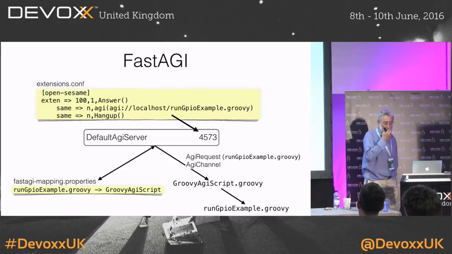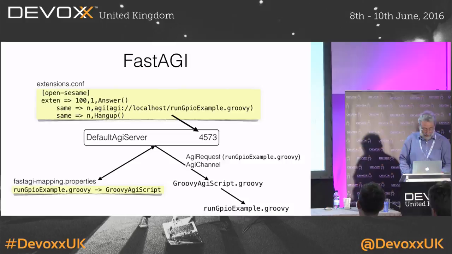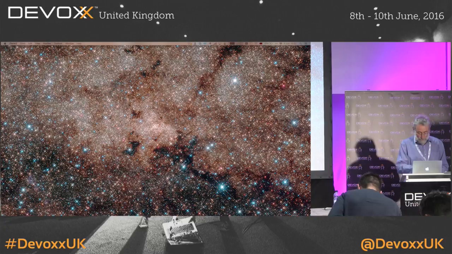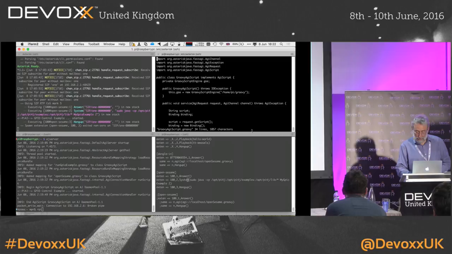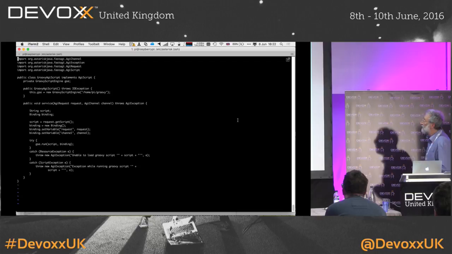So let's just quickly have a look at the Groovy AGI script to see what's going on there. So I think it's probably here, is that right? Yeah. It doesn't do anything very complicated, though I could not have figured it out for myself. All this stuff is kind of gathered from the internet.